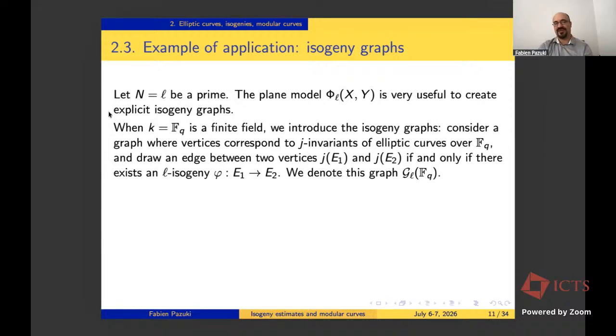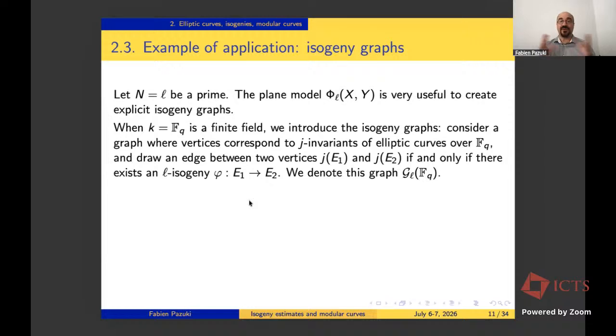Also, in what I said previously, you have to be a bit careful, of course, with that. So separability issues are important to keep track of. So here, if I pick K a finite field, it has a characteristic, and this characteristic is different from L. Yeah. So let me pick a finite field, and I introduce an isogeny graph in the following way.